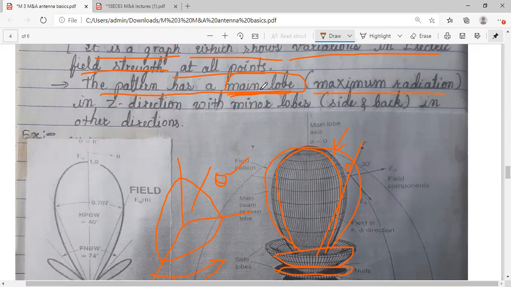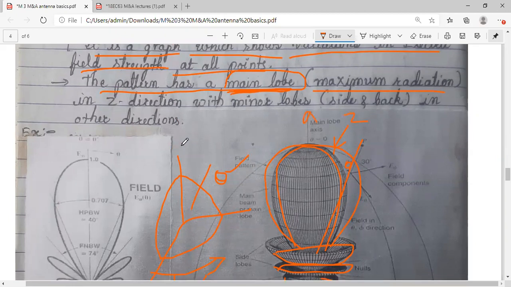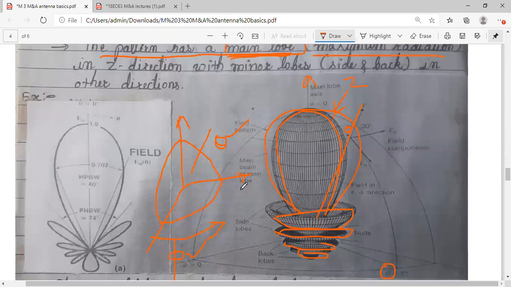See, maximum radiation or major lobe, though both terms are used. It is in the Z direction. You know this. In the coordinate system we generally take this as Y, this as X, and this as Z. Let us try to recall your electromagnetics. And you can see the disc-shaped structures I have drawn below; they are called minor lobes. Major and minor, or main and minor. Minor lobes include some side lobes and back lobes.